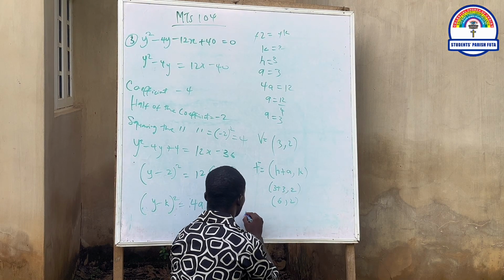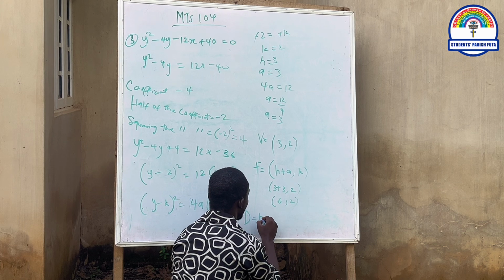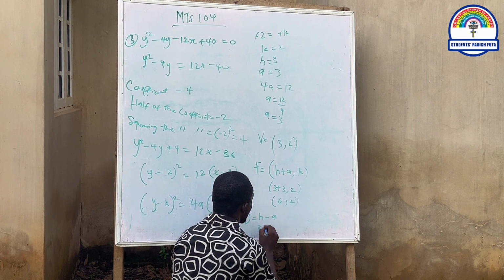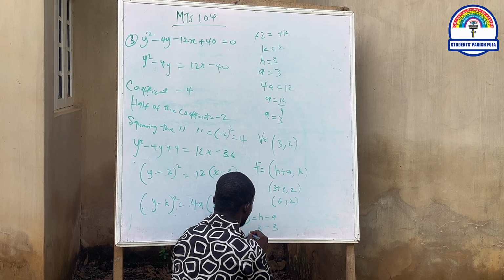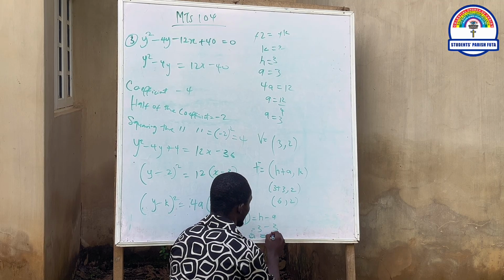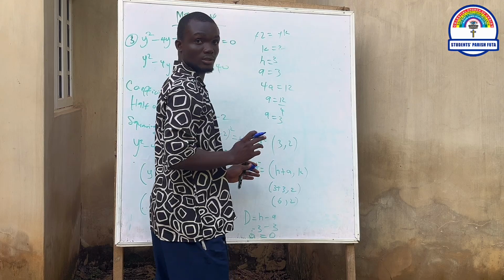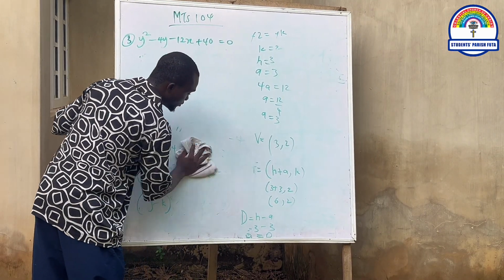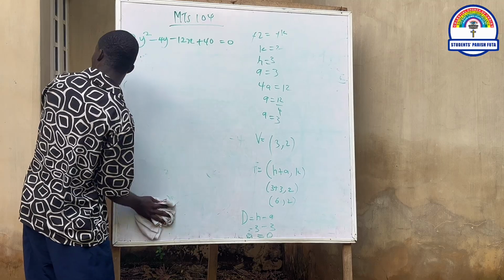Now to find the directrix, d is equal to h minus a. Our h is 3, so that's 3 minus 3. Our directrix d is equal to 0. Let's look at the diagram of what we just finished solving.